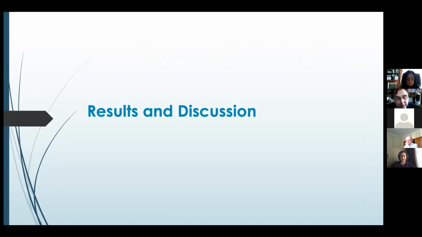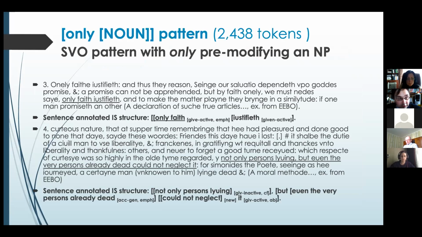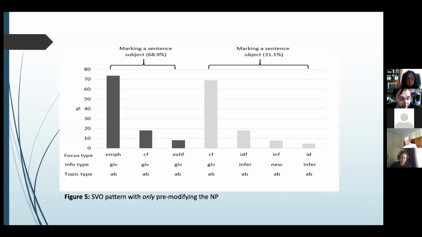And now the results obtained. The first model, which is only plus noun: the analysis reveals that only functioning as an exclusive adverb in this model is limited to 17.6% of instances, and the overall analysis of patterns indicates that when adverb only is in a pre-modifying position, the NP most frequently represents emphatic and contrastive focus. And the notable characteristic of the only plus noun model is that the adverb preceding a noun is predominantly registered with the NP that functions as sentence subject. You can see the results in figure 5.